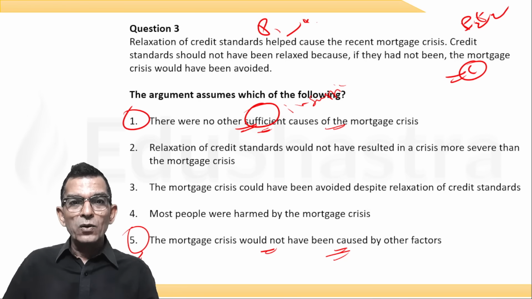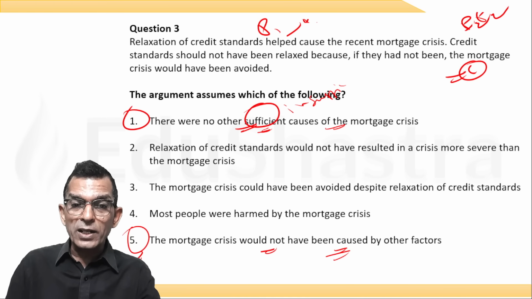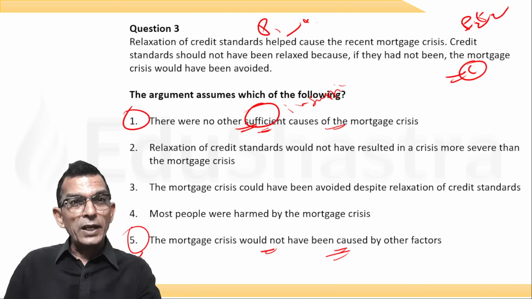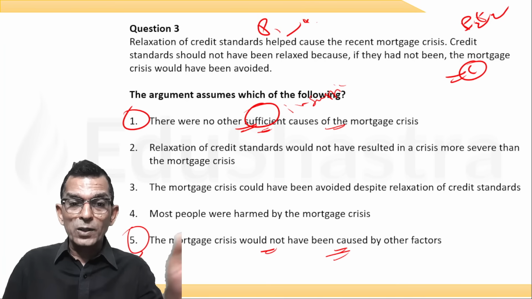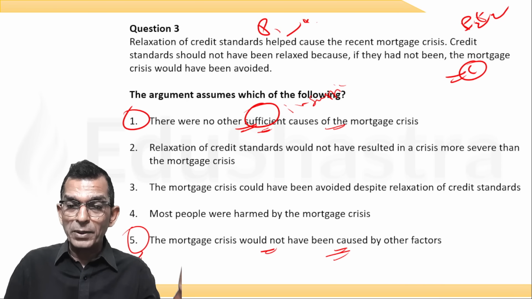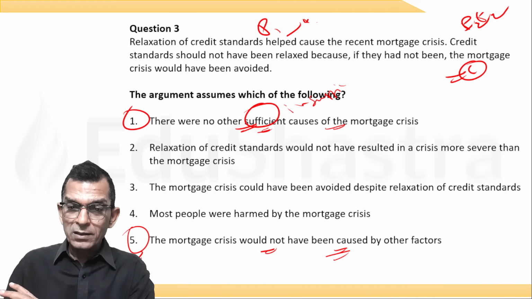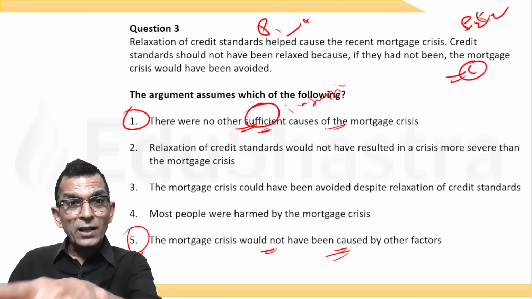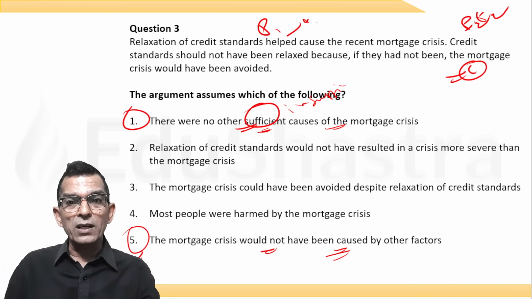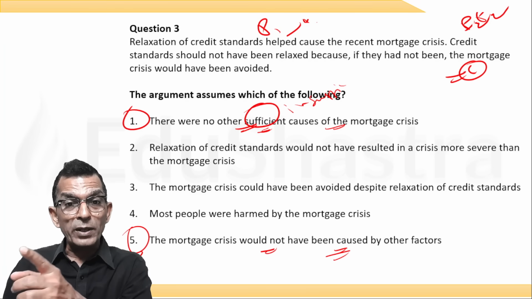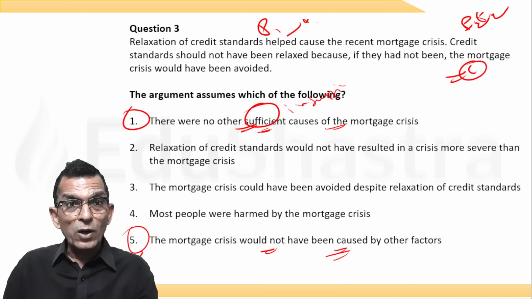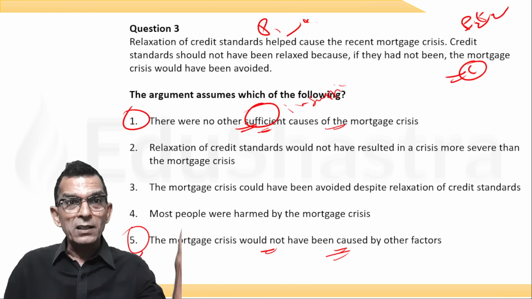Only a mortgage crisis. There should not have been any other causal factors for the mortgage crisis to have happened. Because if there were, then I cannot use the conclusion. If they had not been, the mortgage crisis would have been avoided. They were not avoided, and I'm giving the reason as that. That means that was the only reason the author thinks.